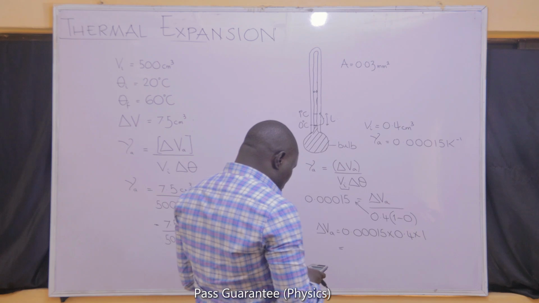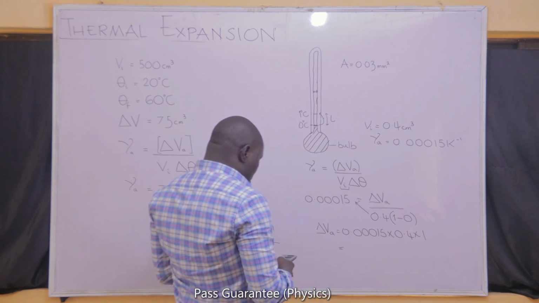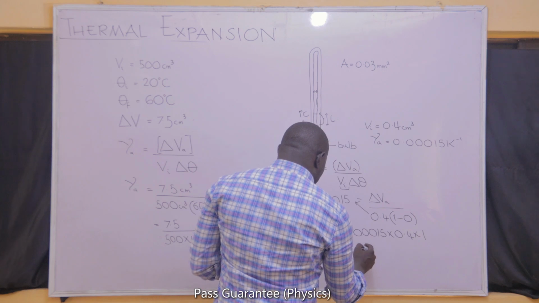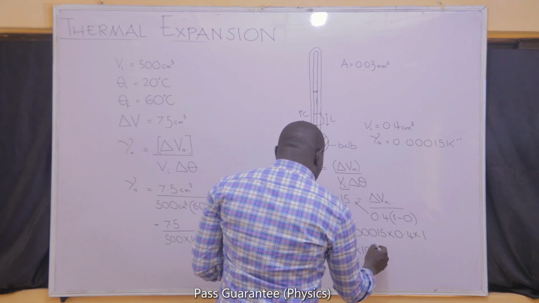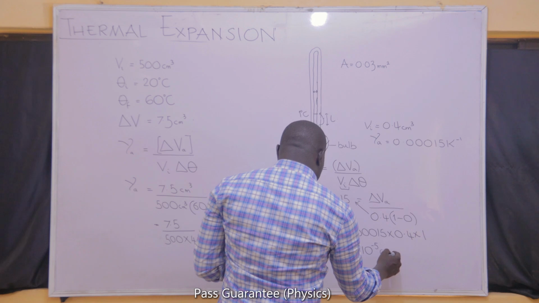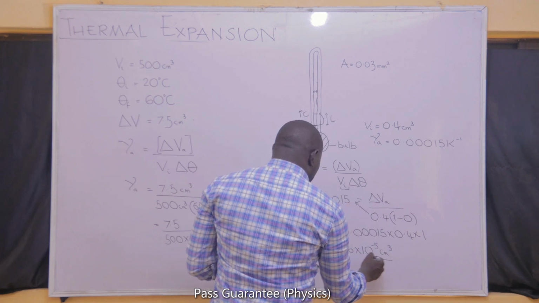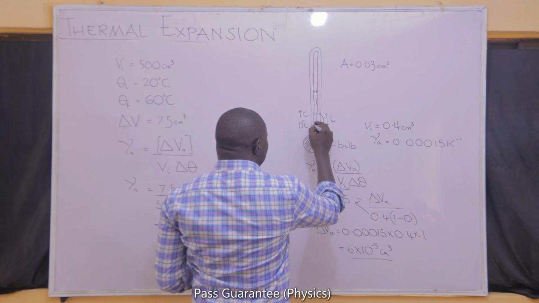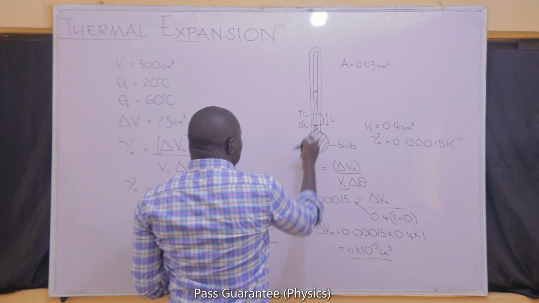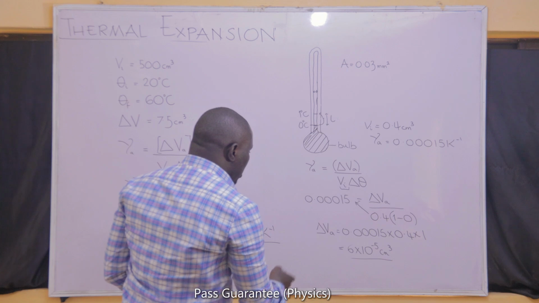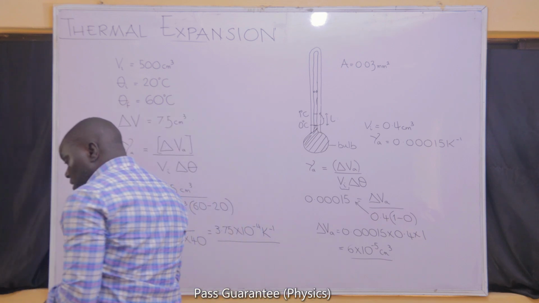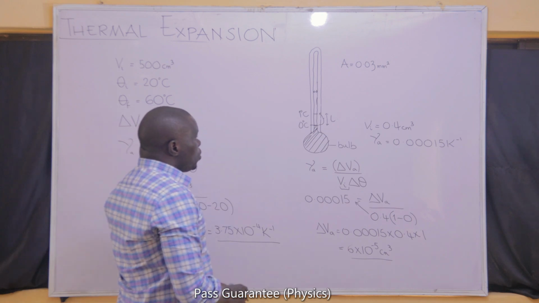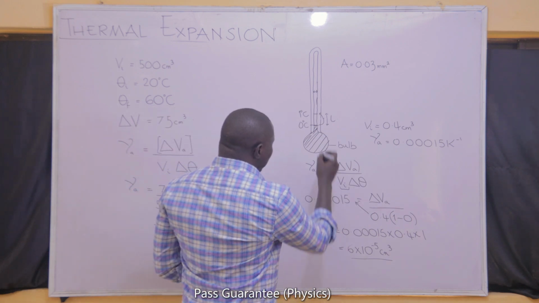0.00015 multiplied by 0.4 multiplied by 1, and the answer should be 6 times 10 raised to the power minus 5. So if we decide to heat this mercury in the bulb and stem up to the 0, to increase its temperature by 1, we expect its volume to increase by 6 times 10 raised to the power minus 5. We are not done.